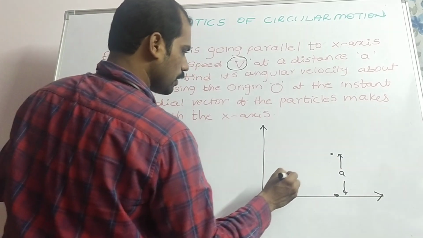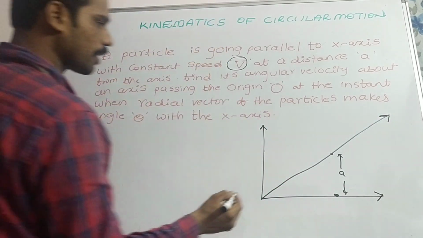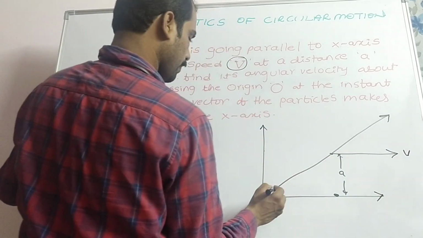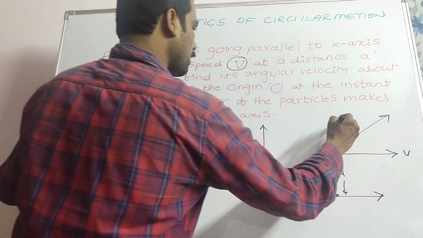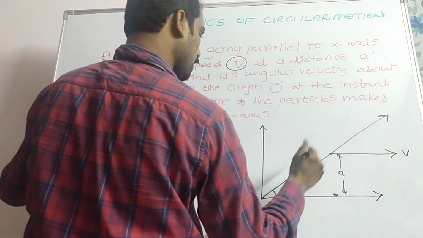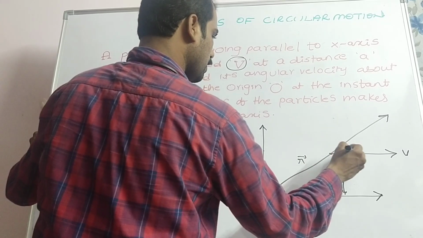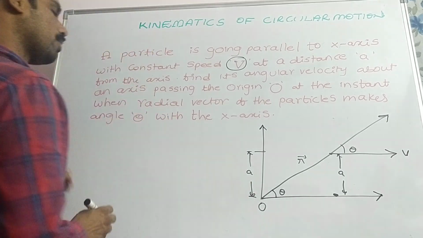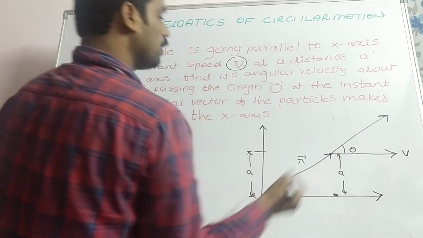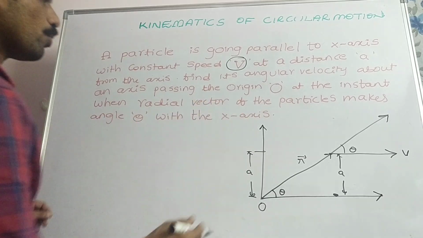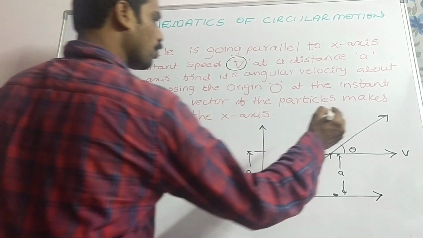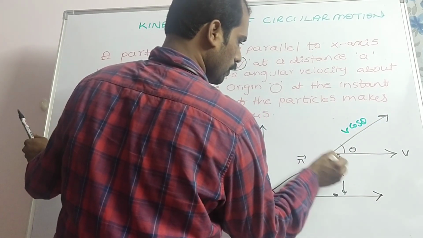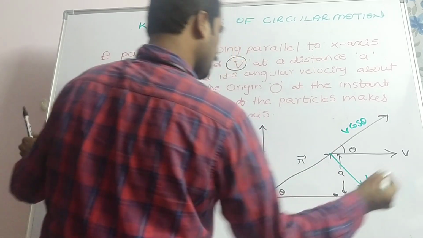Let us consider this is the position vector at this point, and this is the velocity vector along which it is traveling. This is angle theta, this is r bar, the position vector, and it is also angle theta. This is the origin. Now if we resolve the velocity vector into two components, this is along v cos theta, and this is along v sin theta.